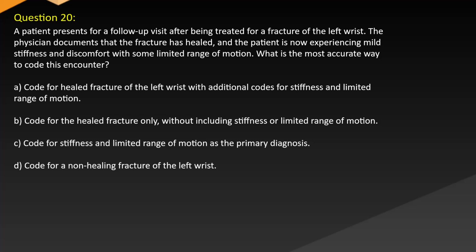A. Code for healed fracture of the left wrist with additional codes for stiffness and limited range of motion. B. Code for the healed fracture only, without including stiffness or limited range of motion. C. Code for stiffness and limited range of motion as the primary diagnosis. D. Code for a non-healing fracture of the left wrist.